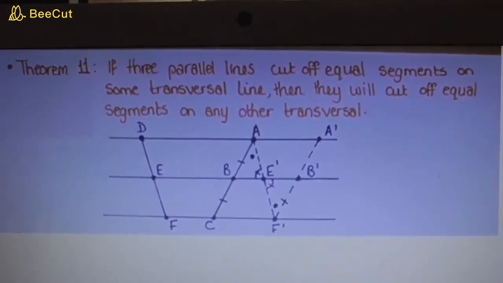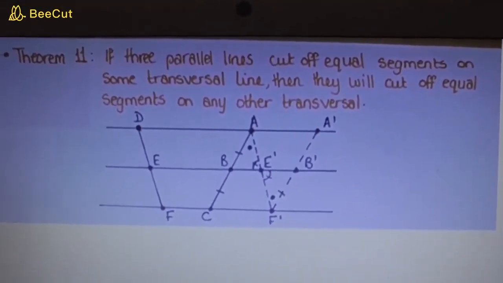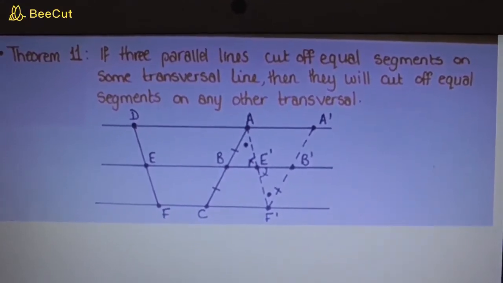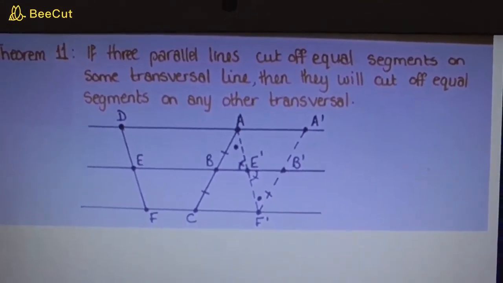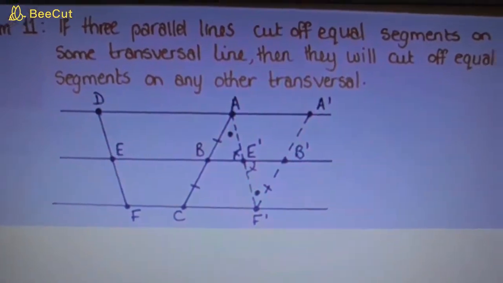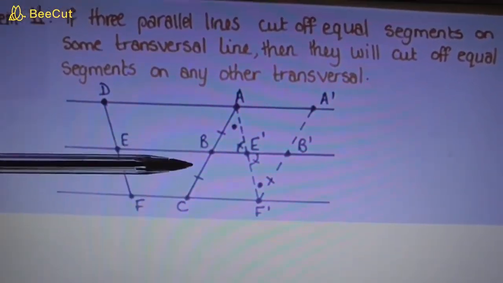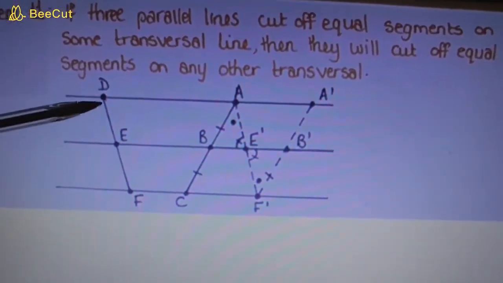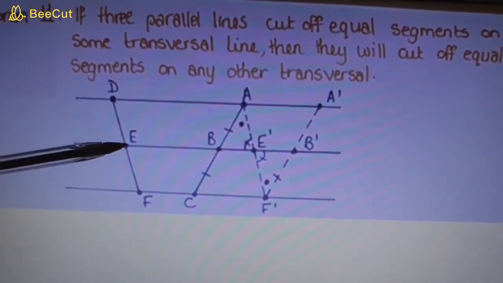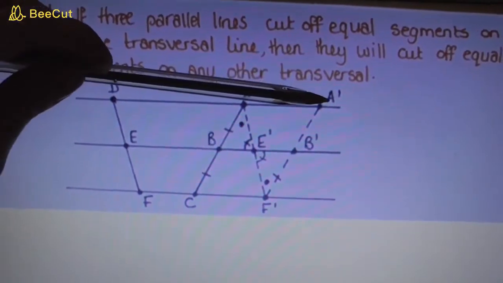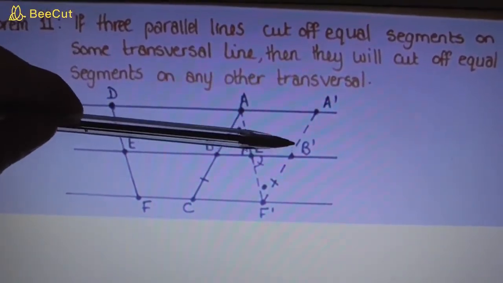Theorem 11, if three parallel lines cut off equal segments on some transversal line, then they will cut off equal segments on any transversal line. So all that means is, if I know that A to B is the same length as B to C, well then that's telling me that D to E is obviously the same length as E to F, and over here A dash to B dash is the same as B dash to F dash.